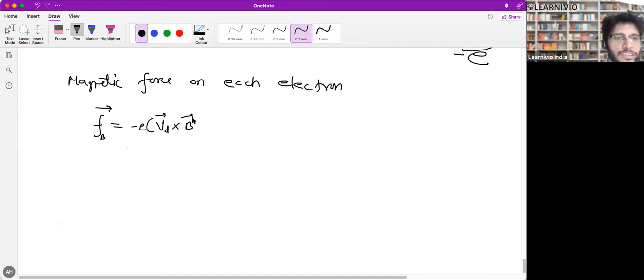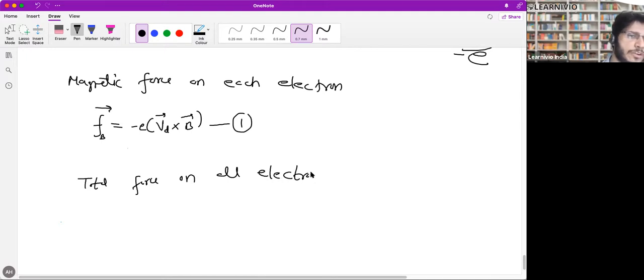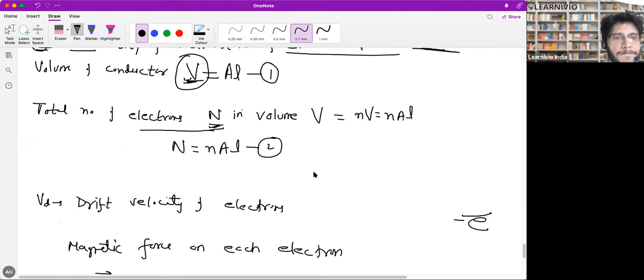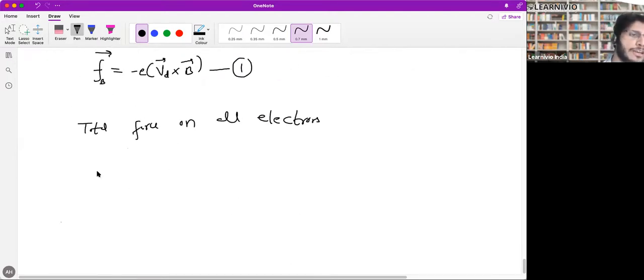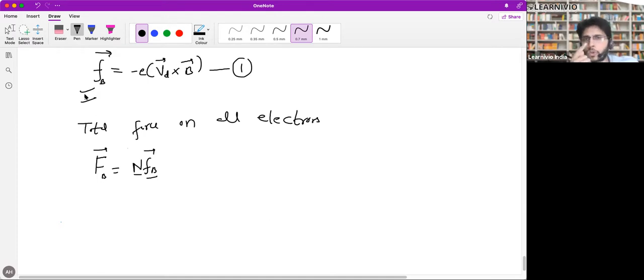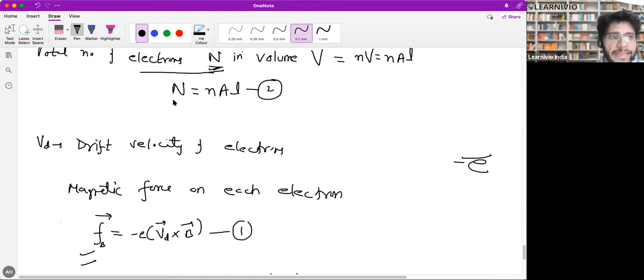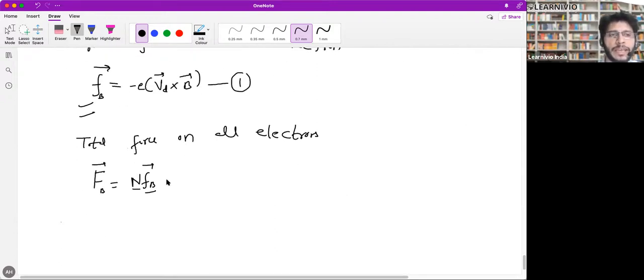You are just using the Lorentz force. The magnetic Lorentz force is minus e Vd cross B. That's my first equation. This is the force on one electron. What will be the total force on all electrons? The total number of electrons is nAL. So the total force is nAL into minus e Vd into B. I can write this as N into Fb, the force on one electron multiplied by the total number of electrons.